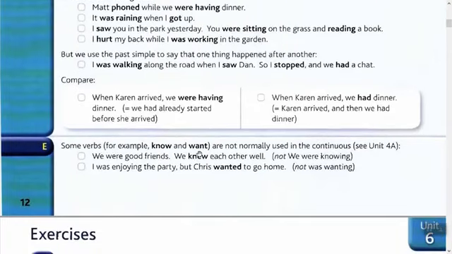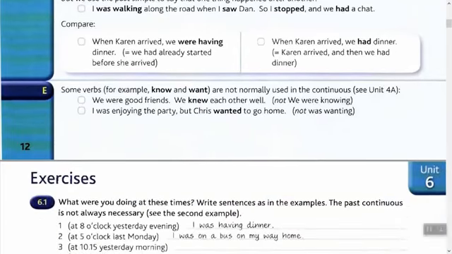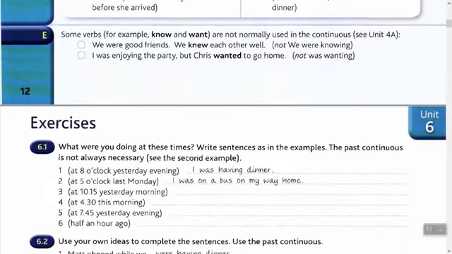Some verbs, for example want, are not normally used in this context. The meaning is that we do not use continuous with them, even here. See: we knew each other, you cannot say we were knowing. Chris wanted to go home, you cannot say was wanting. We talked about this point. We don't use ing with some verbs.